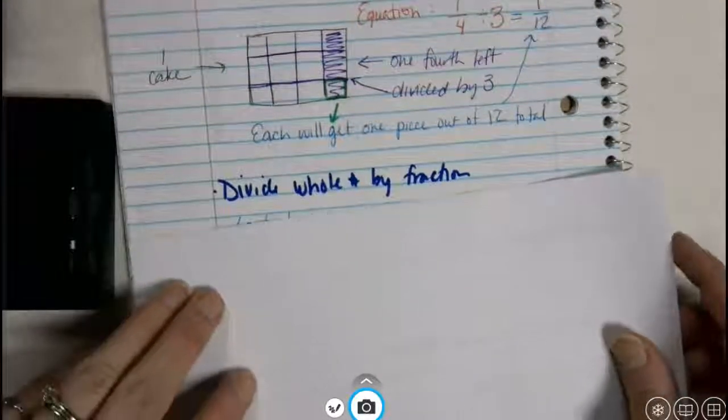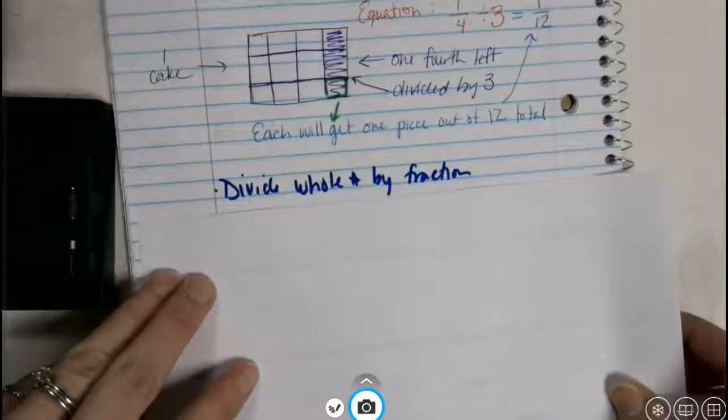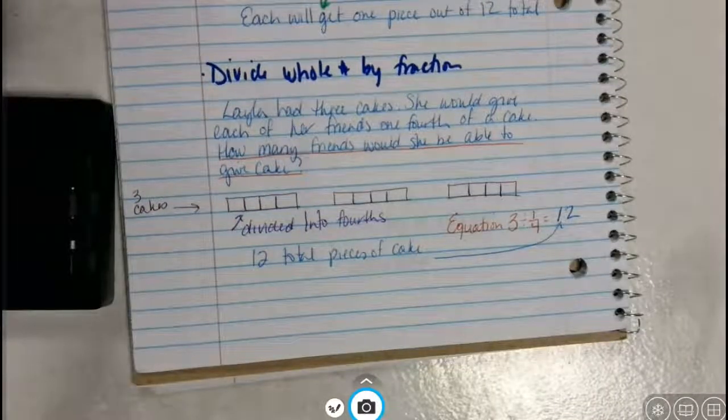So then let's look at dividing a whole number by a fraction. Okay, so we divided a fraction by a whole number, now we're going the other direction. Okay, so Layla had 3 cakes. She would give each of her friends 1/4 of a cake. How many friends would she be able to give cake?